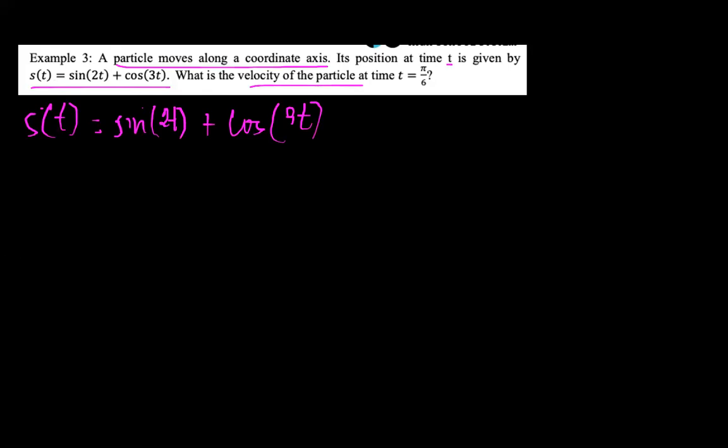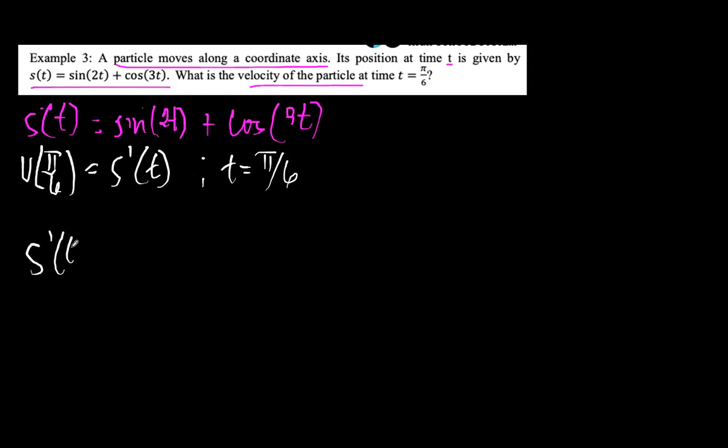To find the velocity of the particle at pi over 6, we need to get the derivative of s(t), where t is equal to pi over 6. It's just like finding the slope. So let's now differentiate.